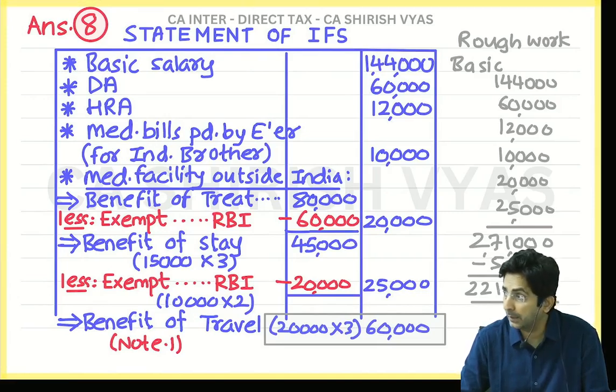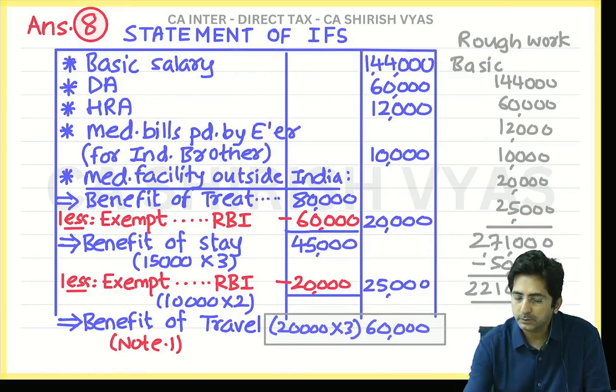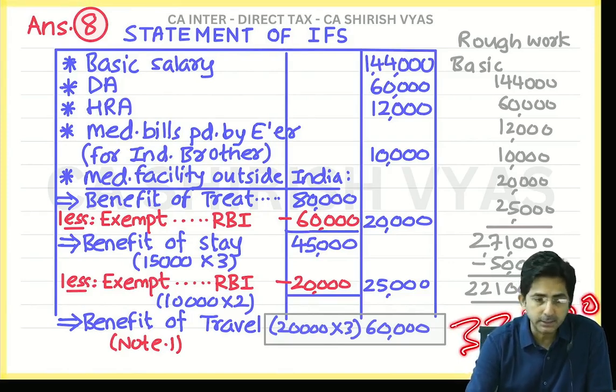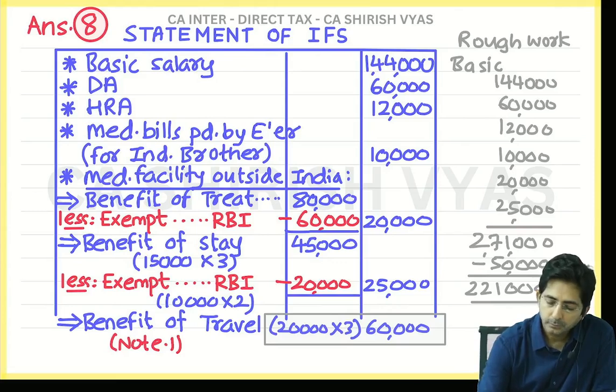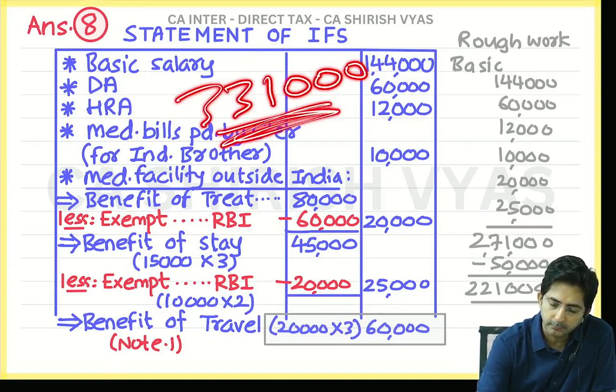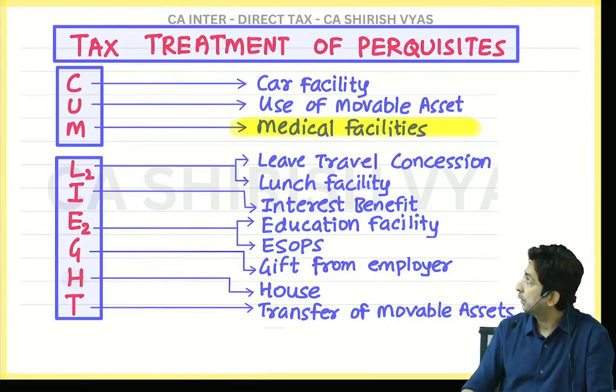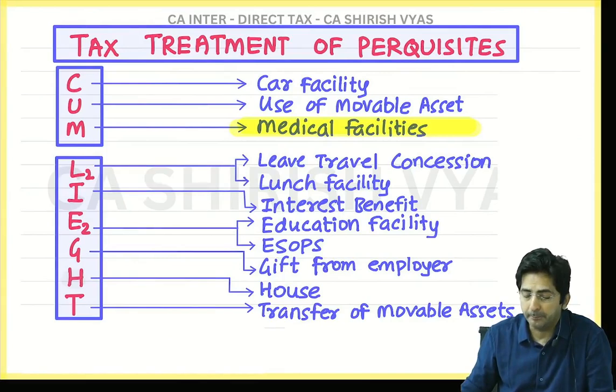2,81,000 gross salary. Yes, after standard deduction it is 2,81,000. So what was the gross salary? Tell me the gross salary. 3,31,000 will be the gross salary. Then deduction under section 16. So gross salary 3,31,000, deduction under section 16 is 50,000, standard deduction. So the final answer is 2,81,000. In perquisites, out of come light we have done M.